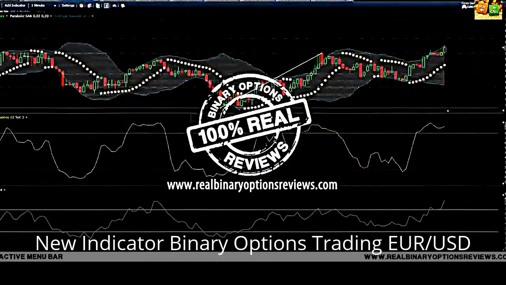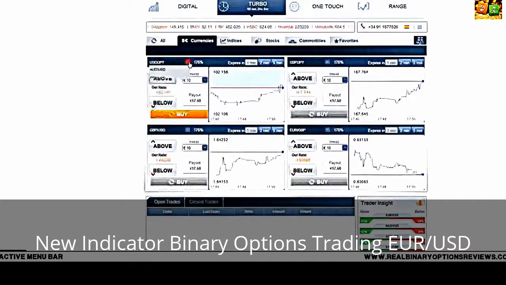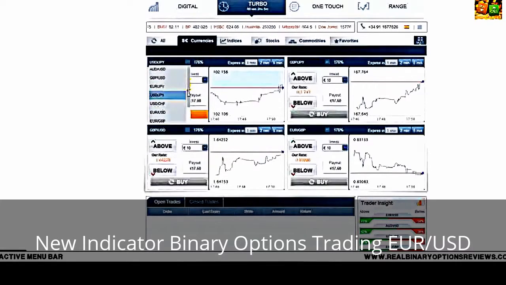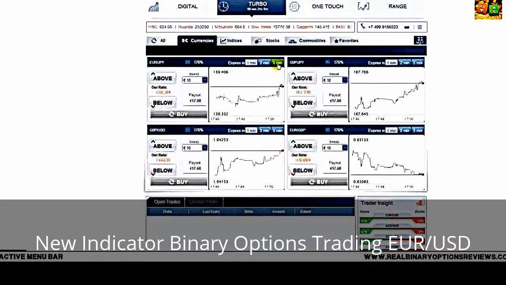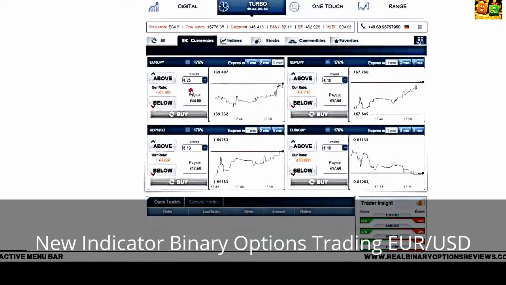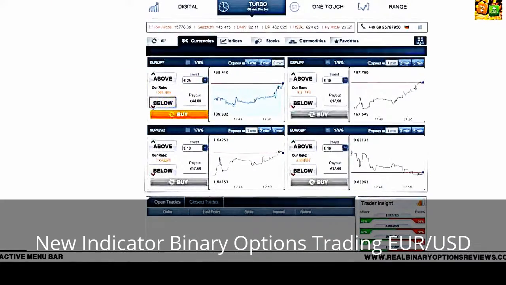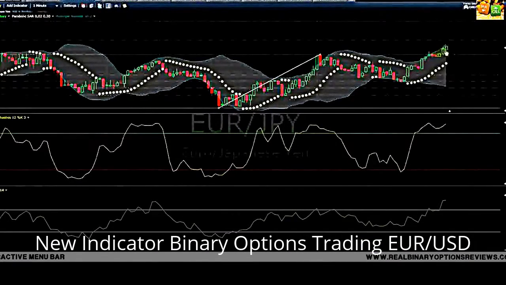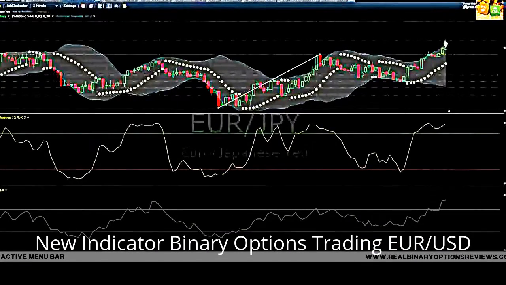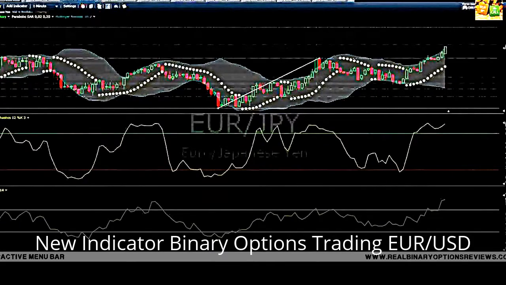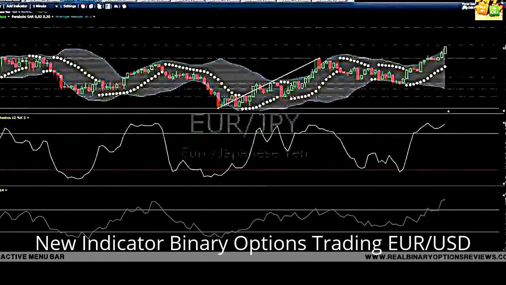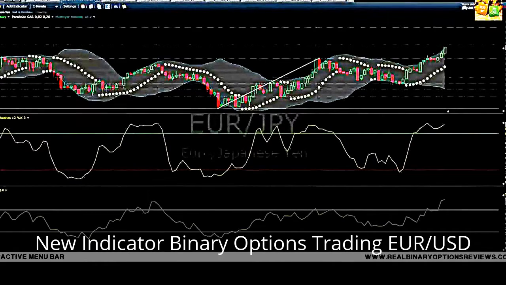So just want to prepare my trade for the Euro Yen. And in this case, I would make a 5 minute expiry trade. And let's say I would invest 25 euro in this trade. I want to trade it down. And I want to wait until the green candle touches this level of 127. So we are very close to this level.